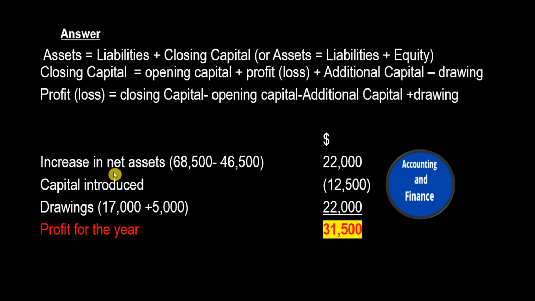Increase in net assets, $68,500 minus $46,500 is $22,000. Capital introduced, minus $12,500. Drawings, $17,000 plus $5,000, $22,000. Profit for the year, $31,500.